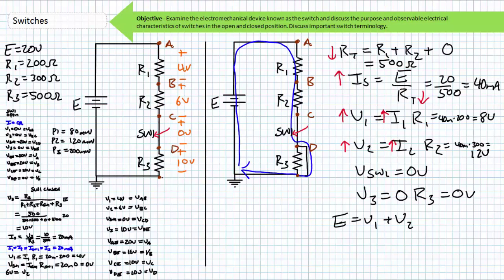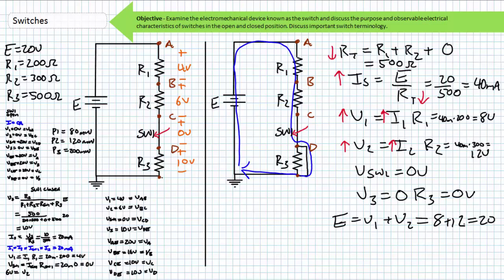V1 equals 8 volts, V2 equals 12 volts. With current being diverted through the short circuit, no current should flow through R3 and no voltage drop will occur across it. Notice that V1 at 8 volts plus V2 at 12 volts is equal to our total voltage rise of 20 volts. Again, providing additional proof that no voltage drop will occur across our switch nor our shorted component.